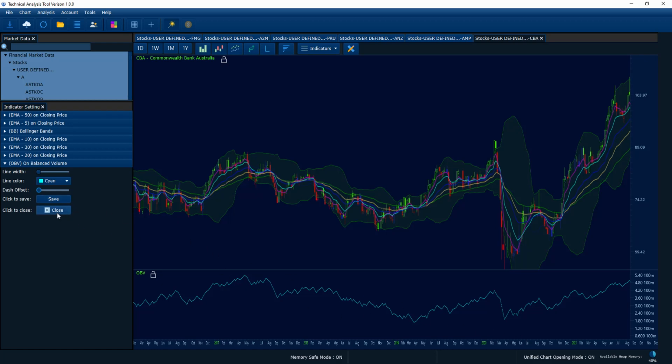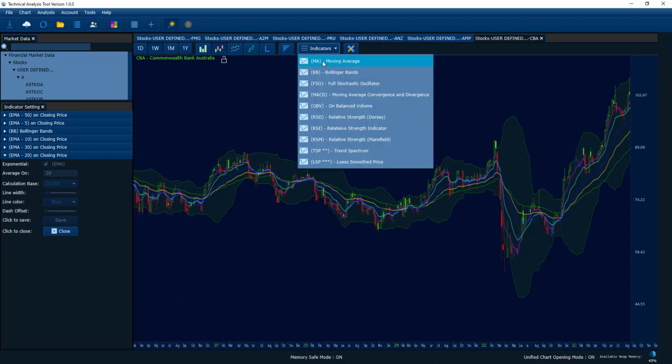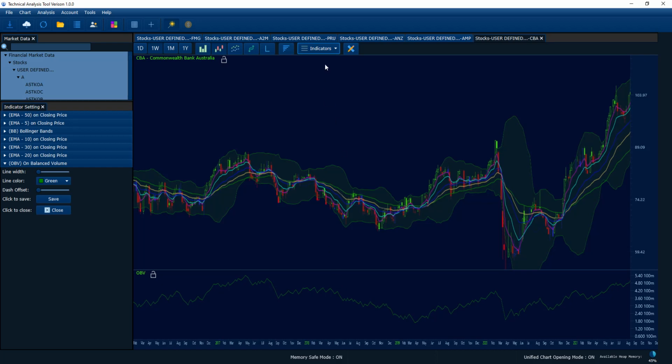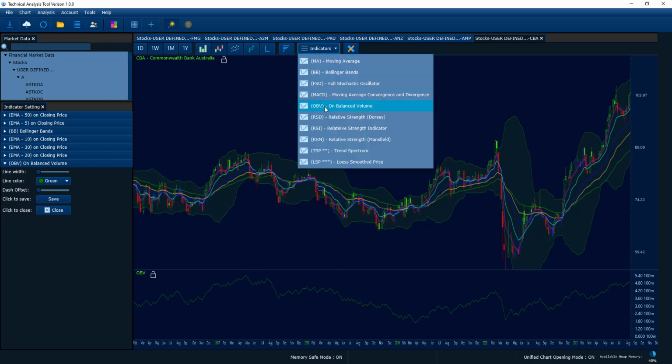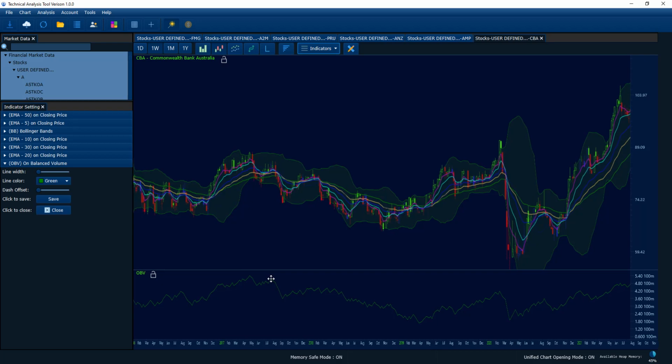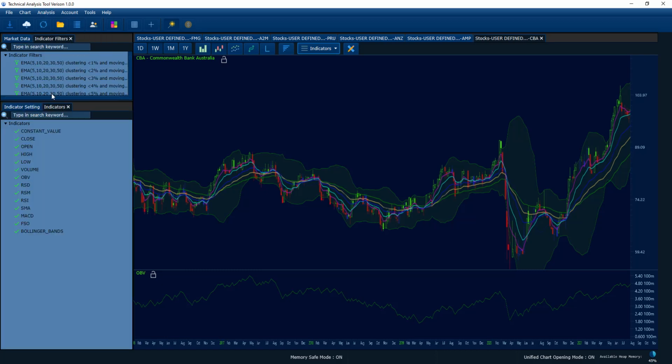The save button behaves the same as for other indicators: it saves to your chart opening mode. If you want to close it, you click close. If you want to bring it back in, you can click on it. You cannot open multiple OBVs because it doesn't make any sense. If you click again, nothing will happen. Okay, so that's the drawing part of this indicator. I think that's simple enough.